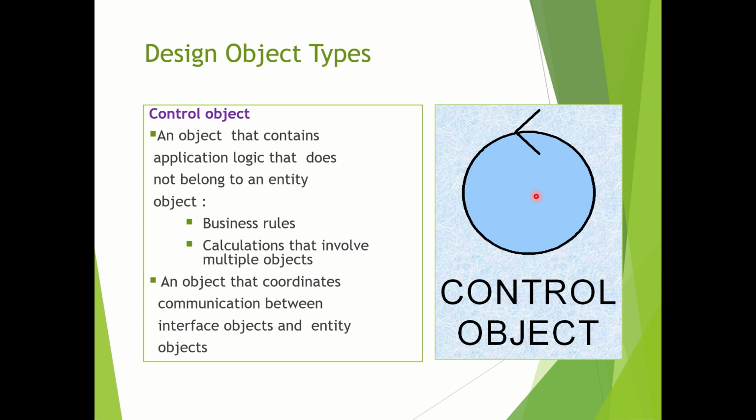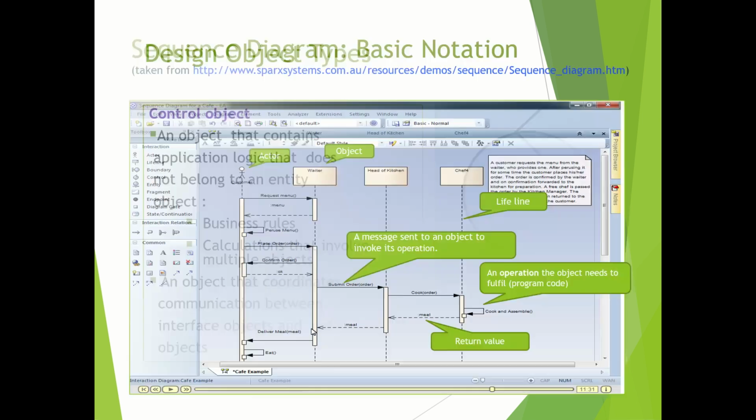If it is correct, it should check the database server and get back to us. So, it is the main control logic, the logic which helps you to proceed in your business, the business rules themselves. It is an object that coordinates the communication between the interface objects and the entity objects. Those kinds of objects are called control objects, which include the major logic.